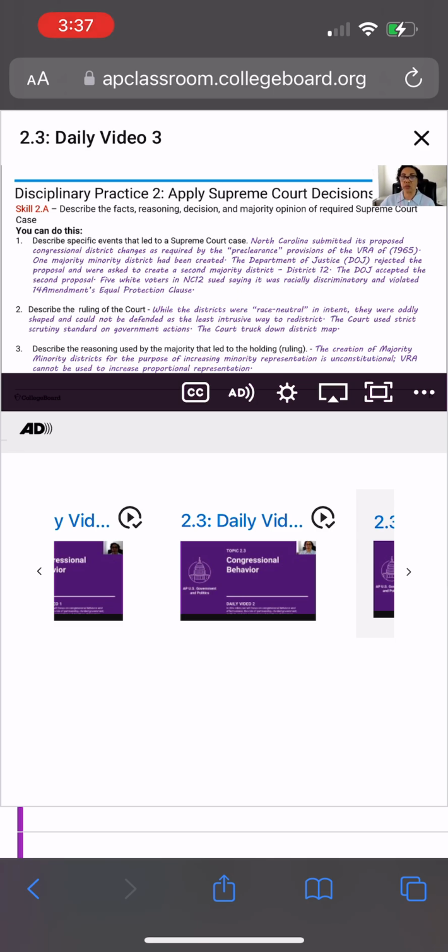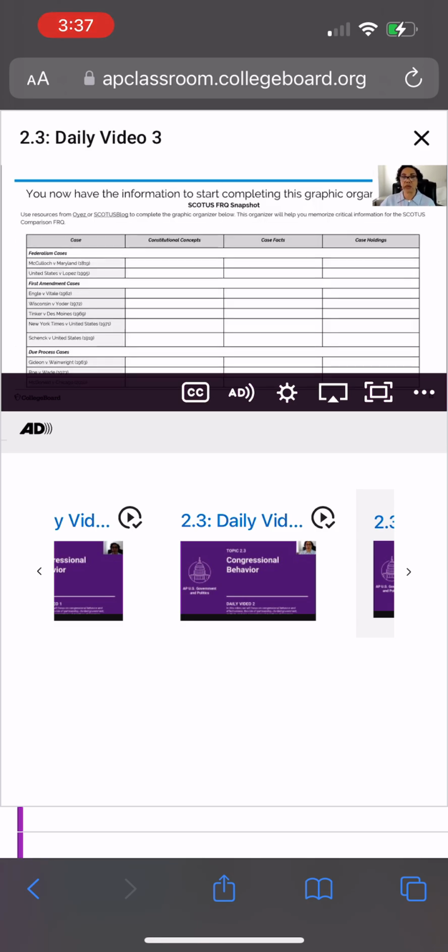And so the court used what's called strict scrutiny. We'll get into that later on, as a standard for governmental actions. They struck down that map and it had to be redrawn. And so the creation of majority-minority districts is essentially unconstitutional, and the Voting Rights Act cannot be used to increase proportional representation.